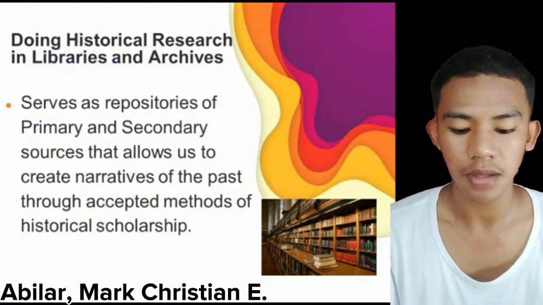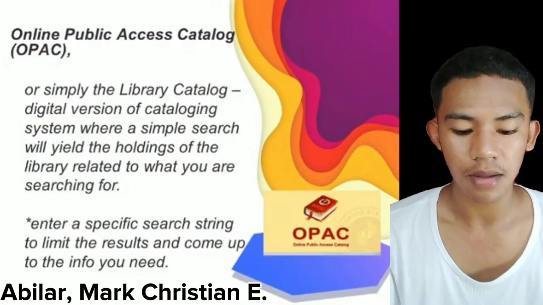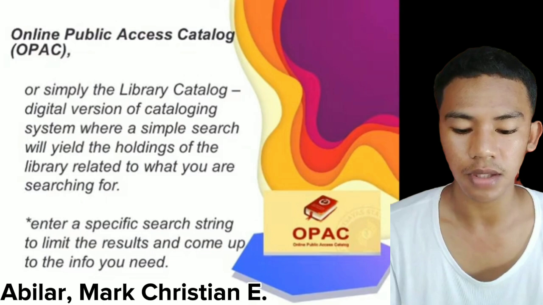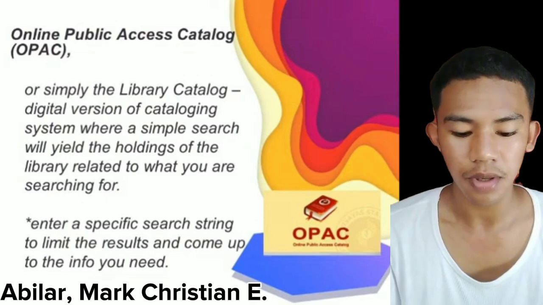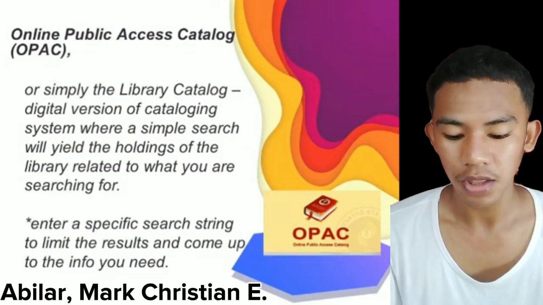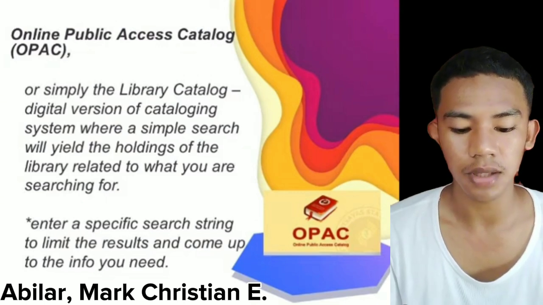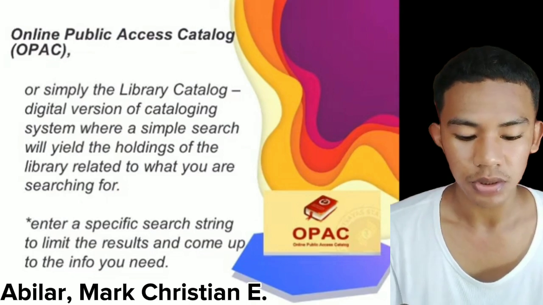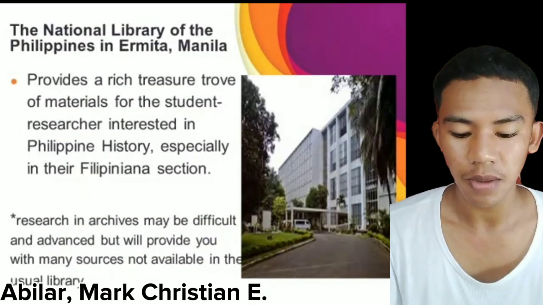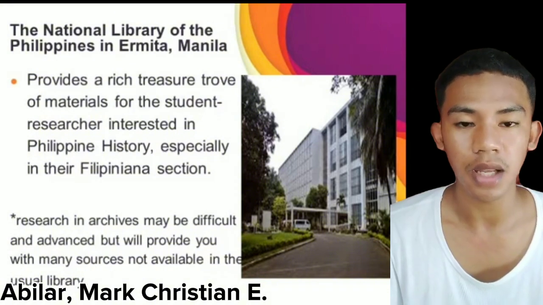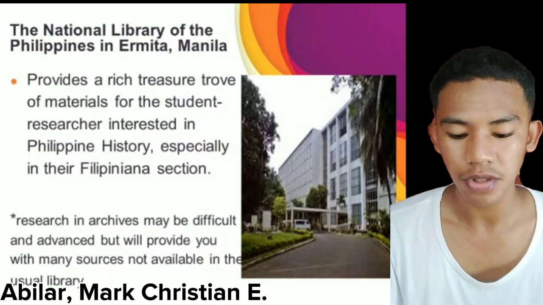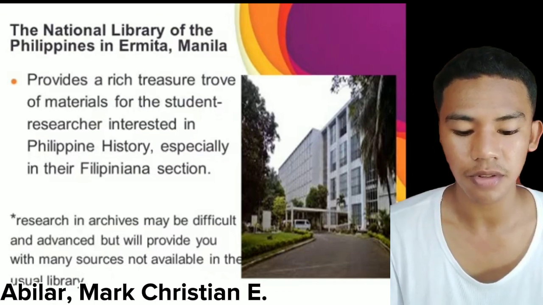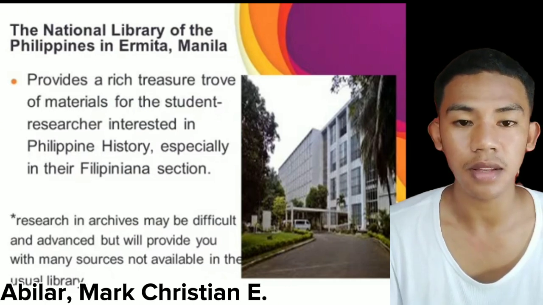Nowadays, they have been using an online public access catalog, or digital version of the cataloging system, where a simple search will yield the holdings of the library related to what you are searching for. With this, you must enter a specific search string to limit the results and come up with the information you need. The National Library of the Philippines in Ermita, Manila provides a treasure trove of material for the student researcher interested in Philippine history, especially in their Filipiniana section.